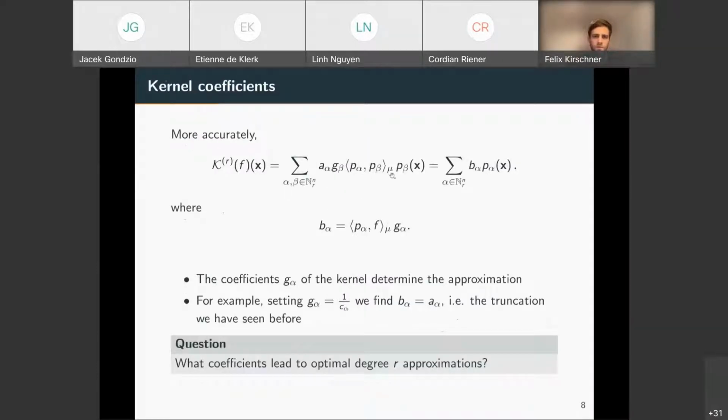And this is actually a straightforward calculation, because if we use the orthogonality relations that we defined before, we can write the integral as a sum like so, and we can just write it a little bit simpler. This is the sum over all α in N^n_r of b_α times p_α(x), where b_α is simply the inner product of p_α with f with respect to μ times g_α. And now this g_α is basically the kernel that we defined on the previous slide.